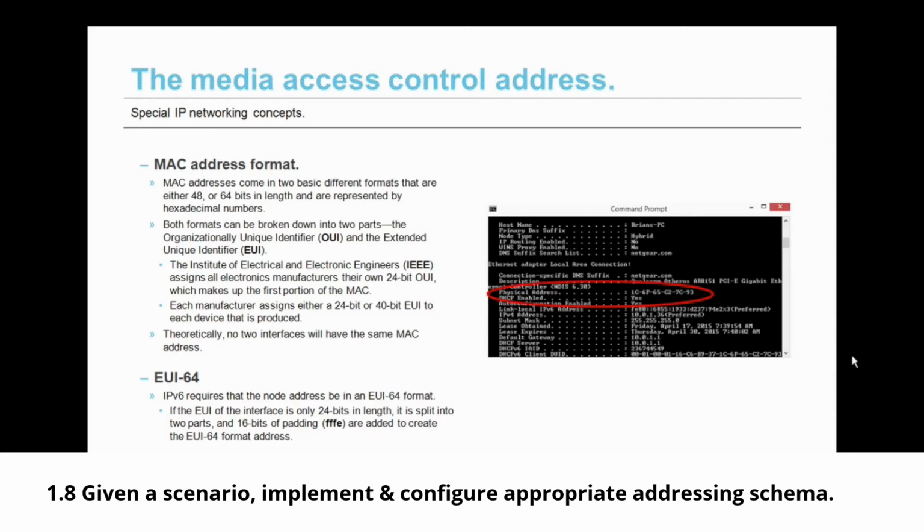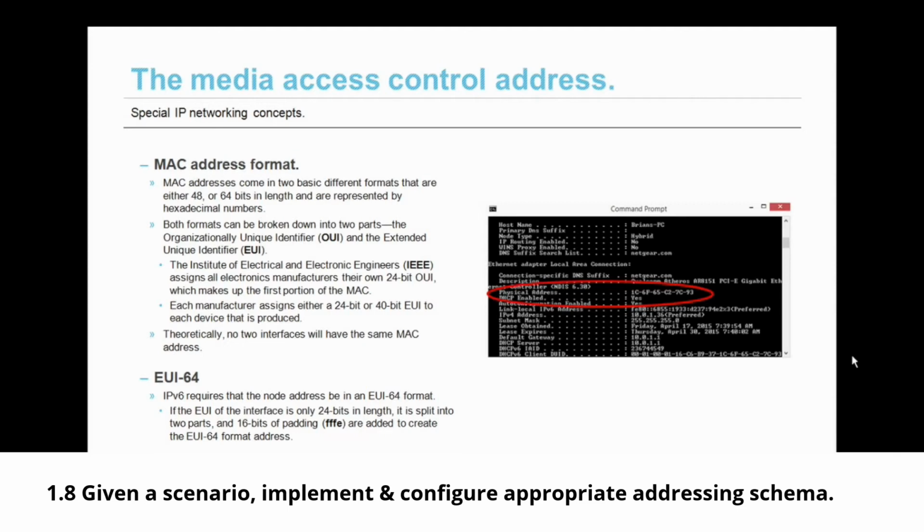The Institute of Electrical and Electronic Engineers, the IEEE, assigns all electronic manufacturers their own OUI, which always makes up the first portion of the MAC address. Each manufacturer then assigns its own EUI to each device that is produced. Usually it is the serial number of that device. Theoretically, no two interfaces will have the same MAC address.